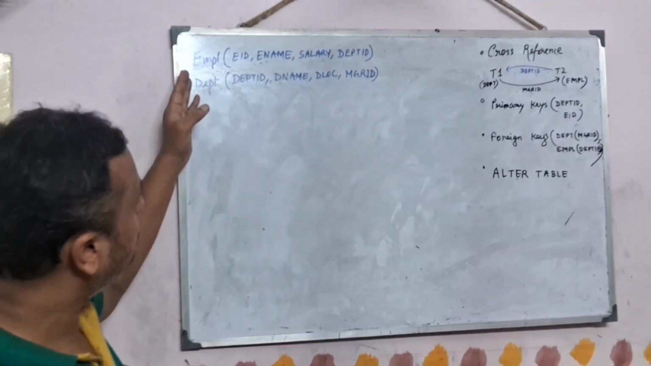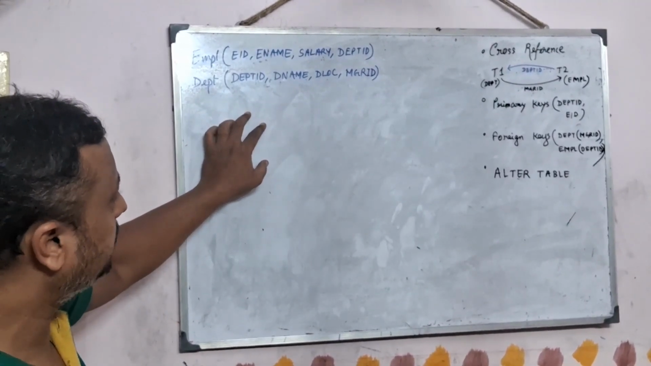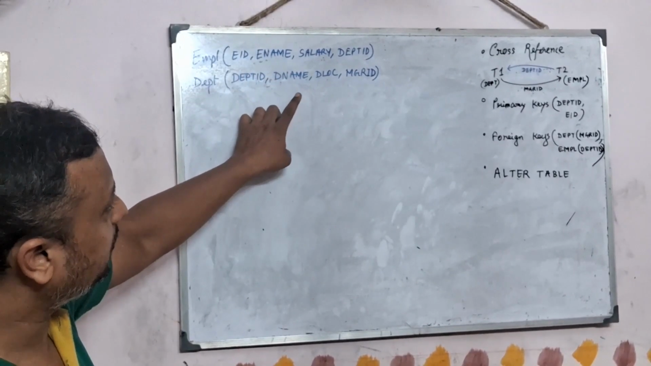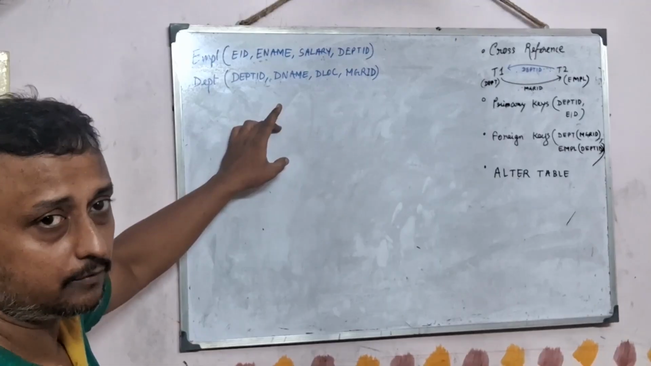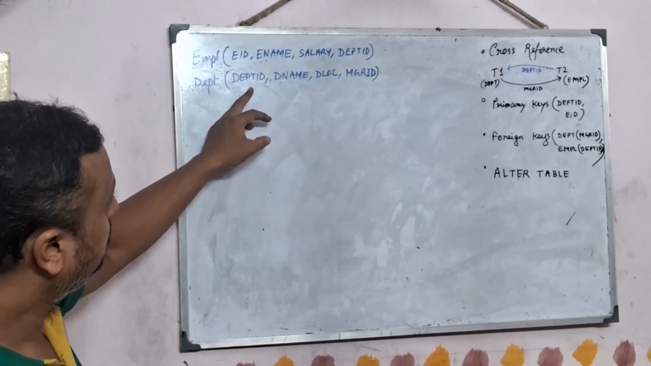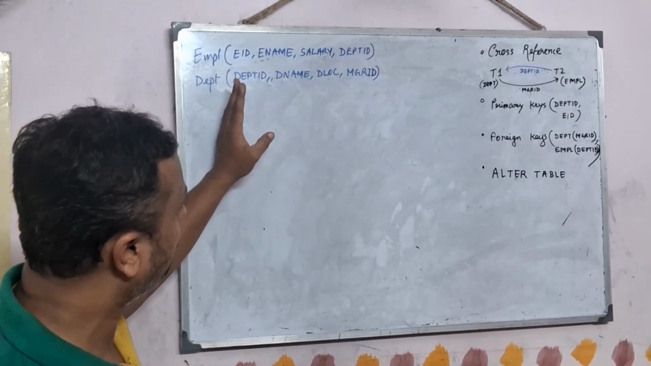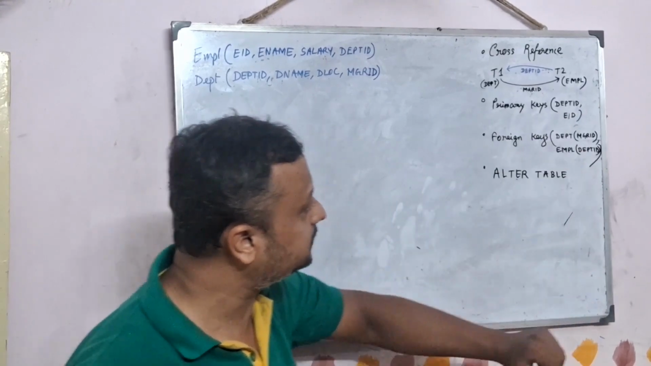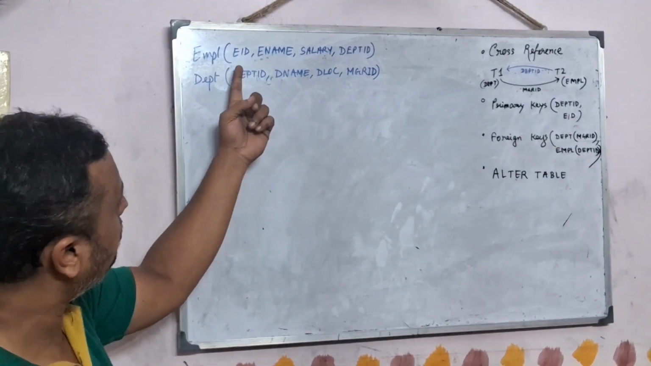Here we can see EMPL is a table, and there we have 4 fields. I have taken a very easy example so that you can understand. Employee ID, employee name, salary, and department ID. Department ID indicates in which department the employee is working. And in the department table, in parallel, we have department ID. Here, the leftmost column of both tables, according to the rule, is the primary key. As you can see in the bracket, department ID is the primary key of the department table, and EID is the primary key of the employee table.